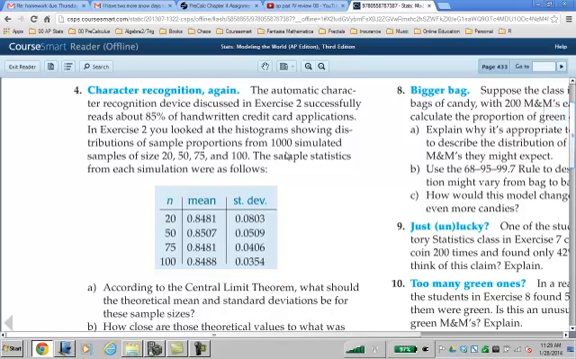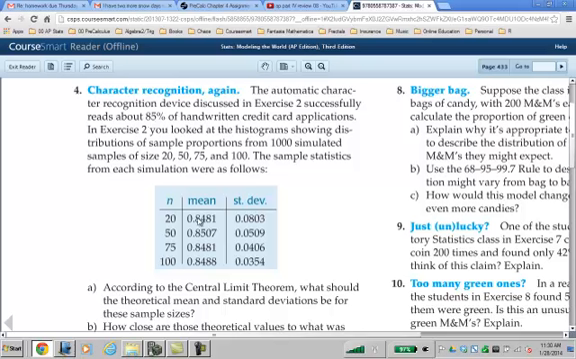When the sample size was 20, the average proportion of characters recognized in the simulation was 0.8481. The standard deviation was 0.803, and so on. Now, if you notice, as the sample sizes increase, the mean stays the same. Notice that the mean hovers around, or stays very close to, the experimental mean, the mean they got with the simulations. It's very close to the theoretical mean of 0.85, what's considered to be the population mean.